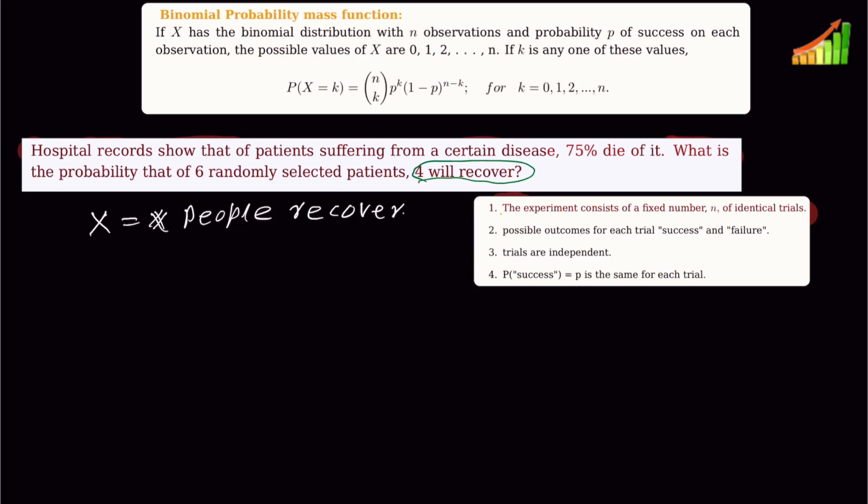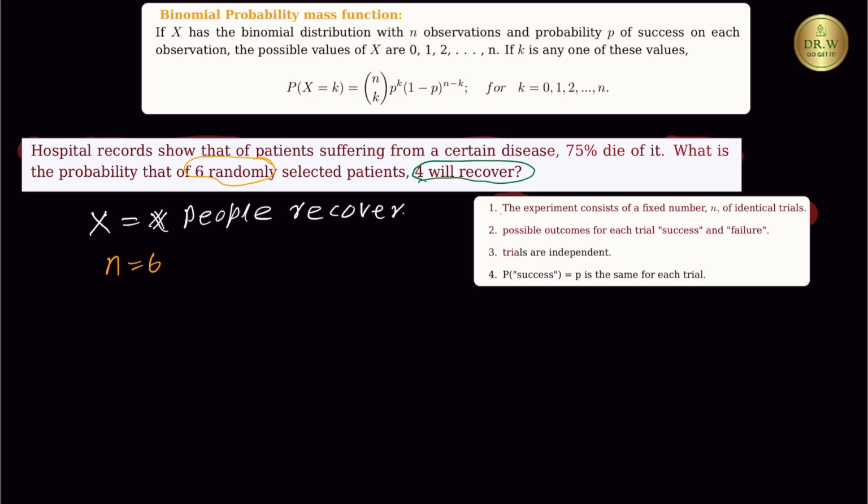What is the n here? In this problem, we consider only 6 randomly selected patients. Therefore, n equals 6. Then, second condition, possible outcomes for each trial: success and failure. How many outcomes here? Here two outcomes, right? Die or recover. Therefore, two outcomes, it is also satisfied. But what is the success? Let me explain it in the last condition.